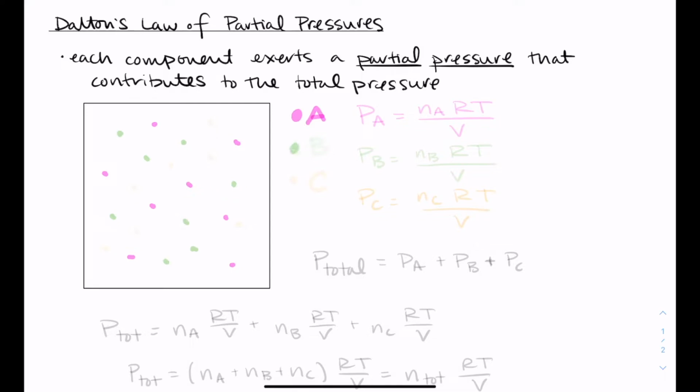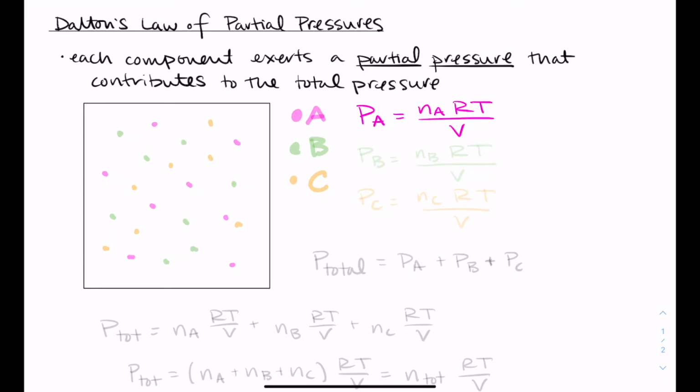So still ideal gas law for A in a specific container, this is the pressure of that gas. For gas B, the pressure of gas B would be the number of moles of B times RT over V. And for gas C, the pressure of gas C would be the number of moles of gas C times RT over V. The individual gases, I can look at them individually. If I know how many moles there are, I can calculate the pressure.